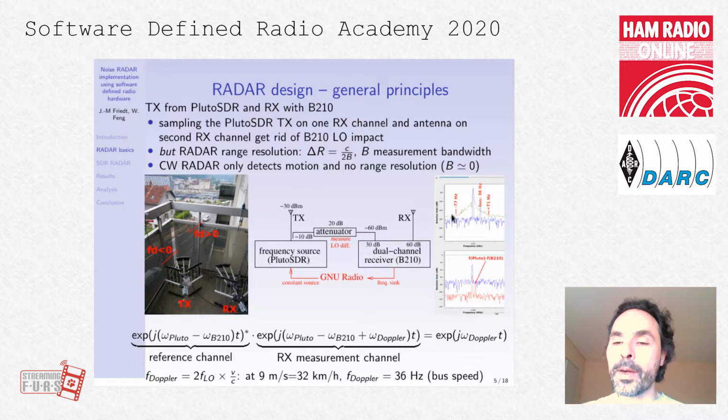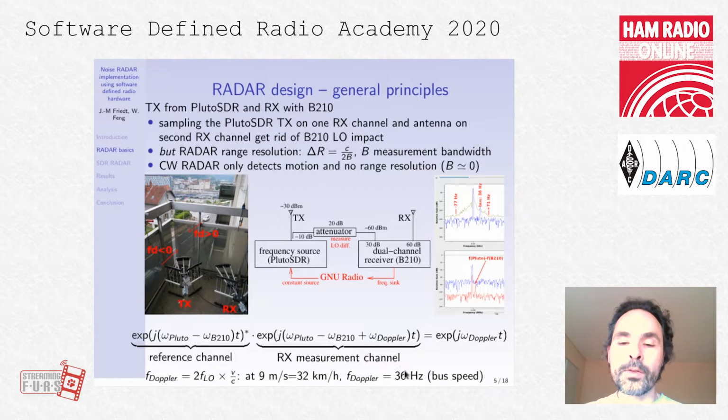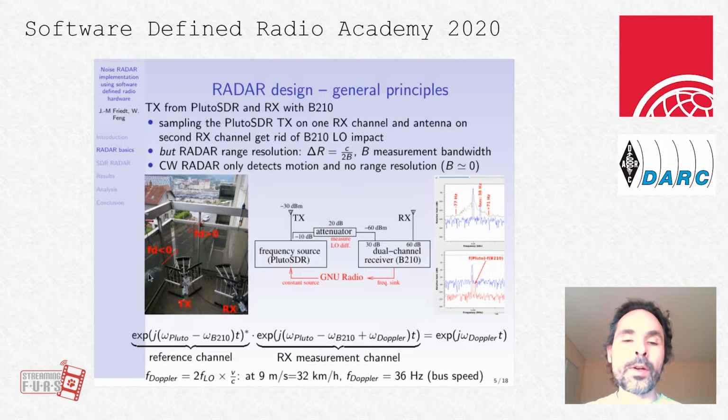And this spectrum was just grabbed as a bus was driving in front of a house. A bus has a huge radar cross-section, and you see here the bus at around 36 hertz. 36 hertz, if you convert this Doppler shift into a speed, is about 9 meters per second or 32 kilometers per hour, which is very reasonable for a bus driving on the street. So, okay, we have made a radar that works.